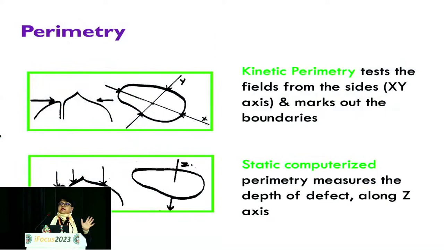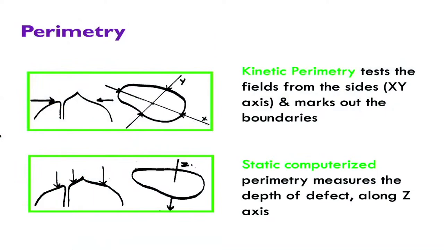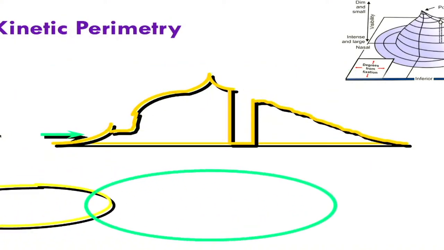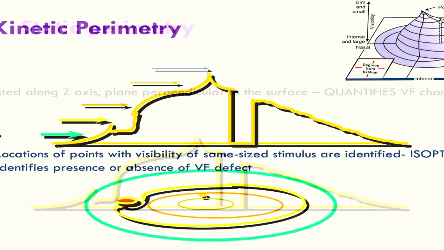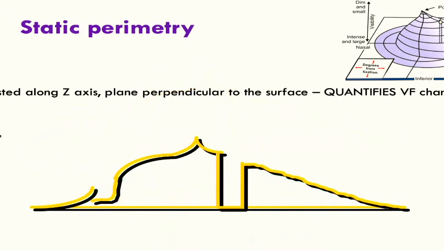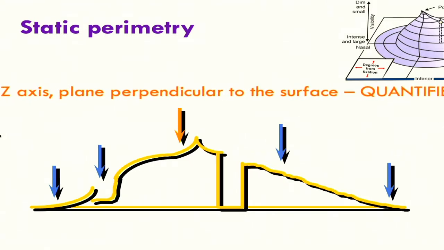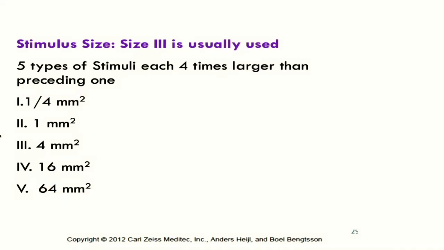So what does perimetry do? There were two types. Kinetic, which was used in the past, looks at visual fields in an XY axis, whereas static perimetry looks at it from a Z axis. So what is the difference between the two? Basically, kinetic tells you the presence or absence of visual field defects, whereas static perimetry quantifies it, and that is why it is important in glaucoma. It looks at it from a quantification point of view.